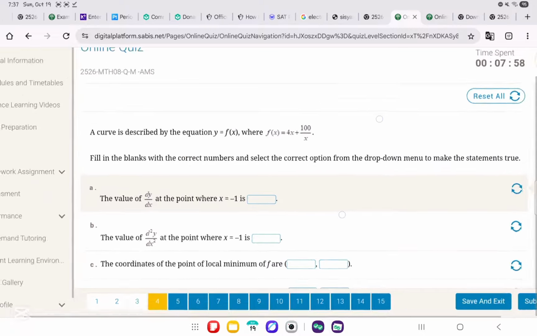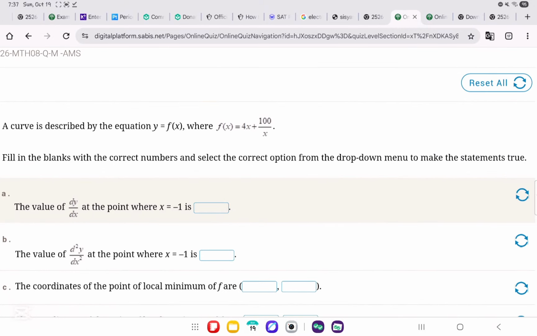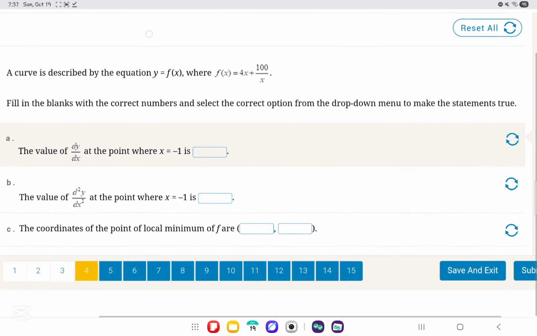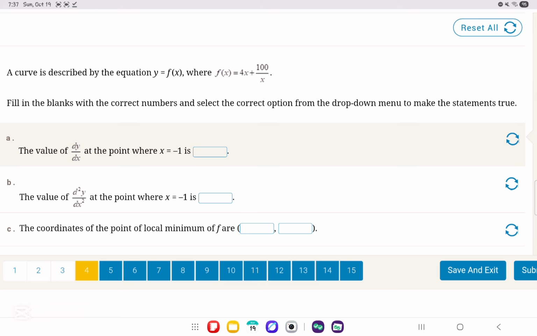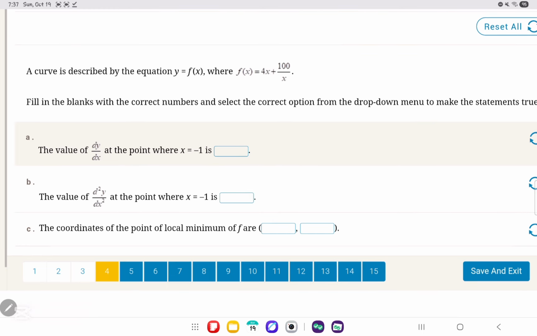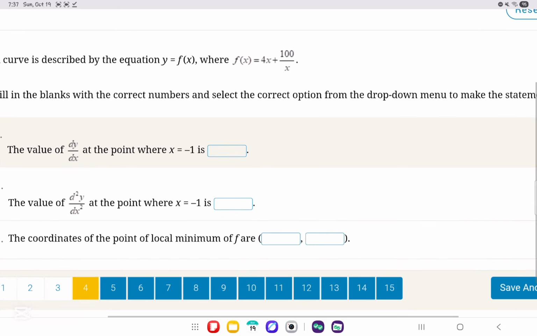Perfect, we move on to question number 4. A curve is described by the equation y equals f(x), where f(x) is 4x plus 100 over x. They told us the value of dy/dx, the derivative, at the point where x is minus 1. So first thing, what are we going to need to do? We need to find the derivative.